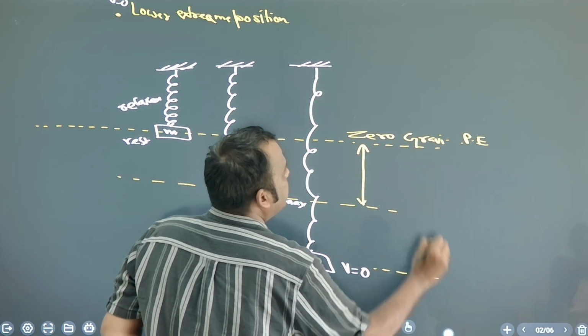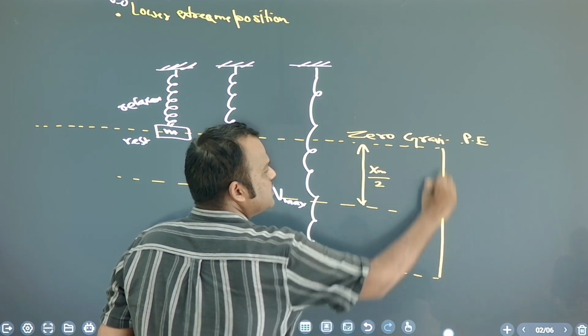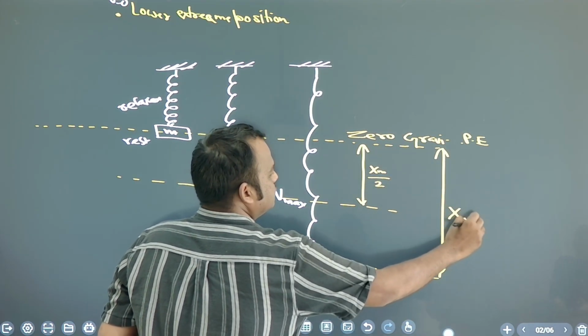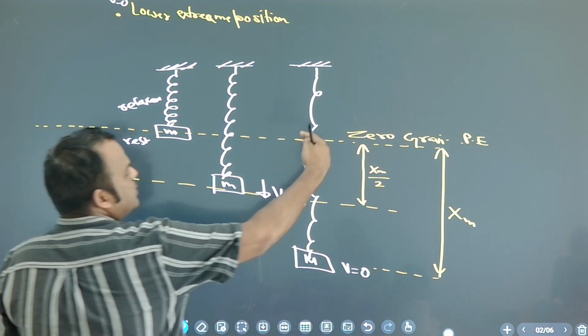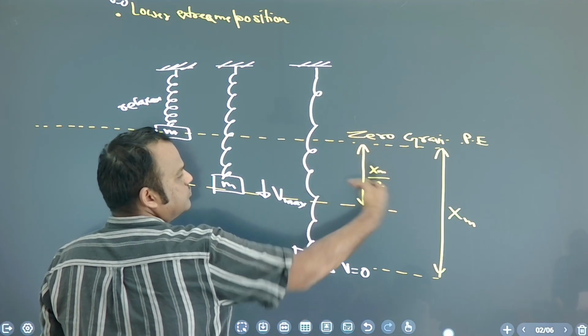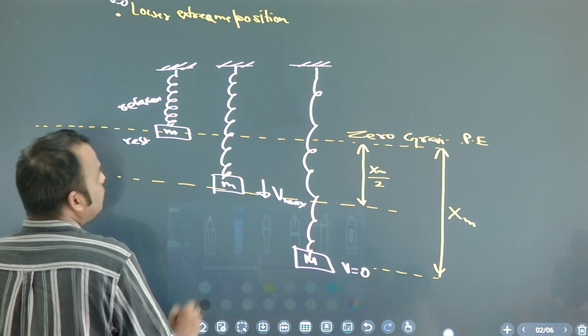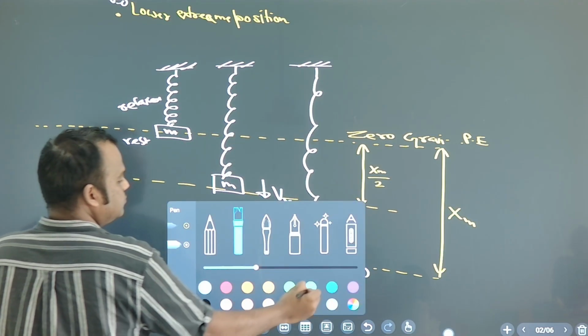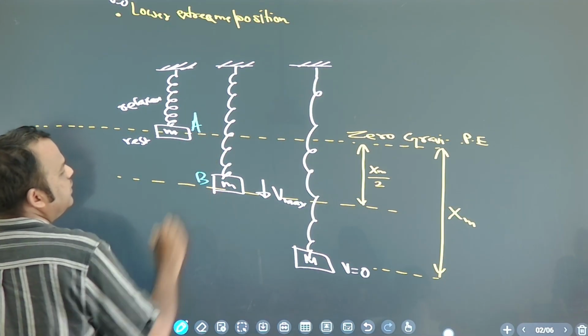X max by 2. Very good. This is X max by 2. You know this is X max? This is X max. This is clear or not? Tell me, everyone. Okay, this is X max. So what is this? X max by 2. Now you consider this is A and this is B.